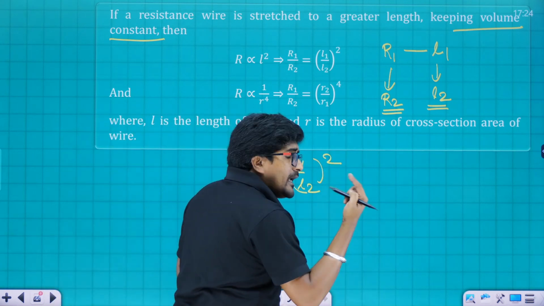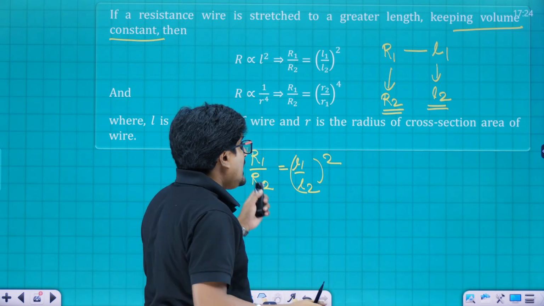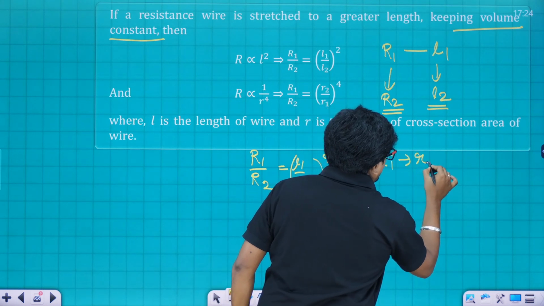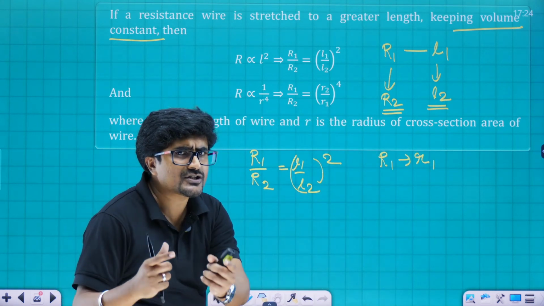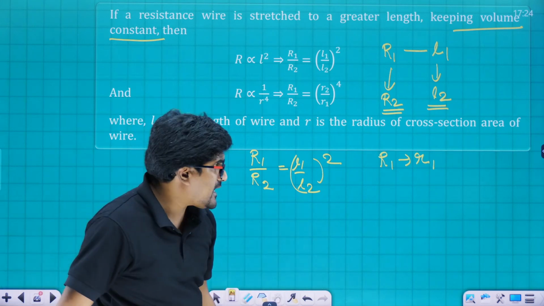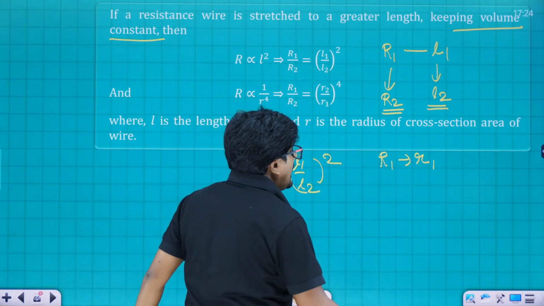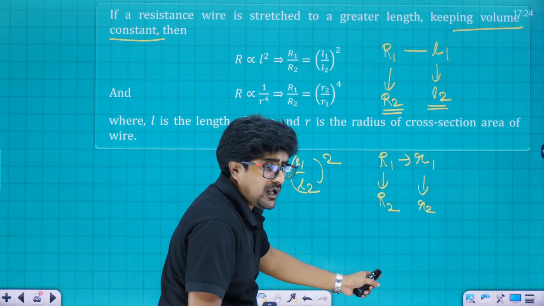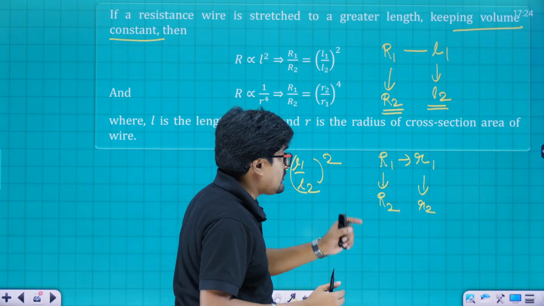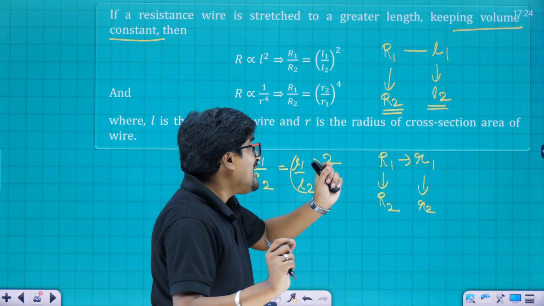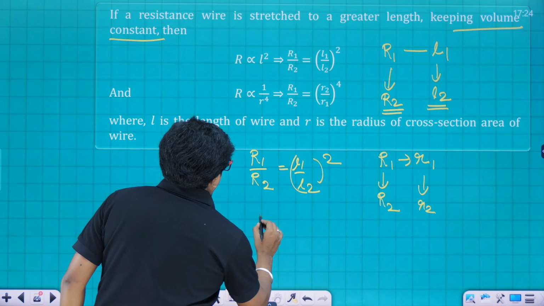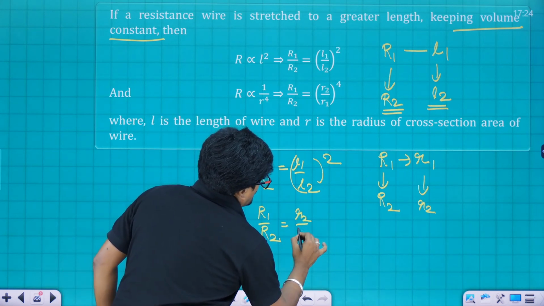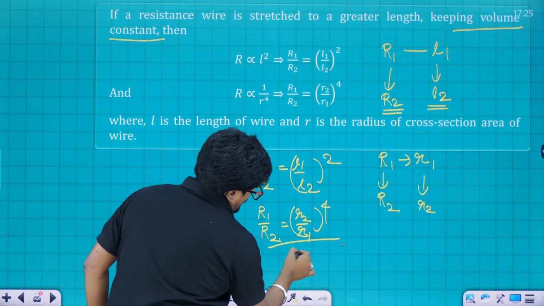And if instead of the measurement of length, I go for the measurement of radius, that means R1 was the resistance of a cylindrical shape and the cross section had a radius of small r1, and that got changed to small r2. Then the resistance changed to R2, capital R1 and R2 for the initial and final resistance, small r1 and small r2 for the radius of the cross section. Then R1 by R2 is going to be small r2 divided by small r1, all raised to 4.